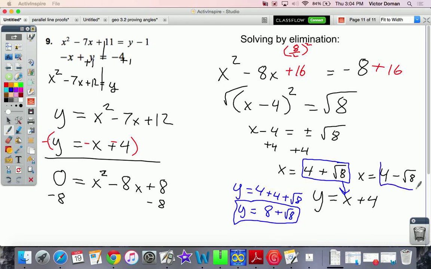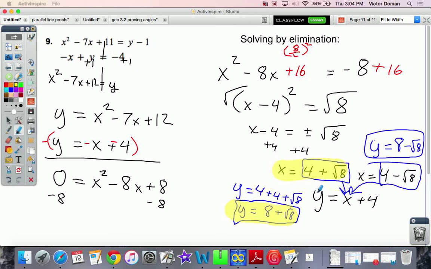We would do the same thing over here for this solution. We plug it in and we get that other answer. It should be y equals 4 plus 4 is 8 minus the square root of 8. Giving us two solutions, right? We have a solution when x equals this, y equals this.